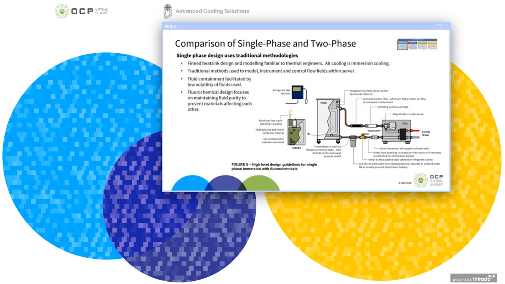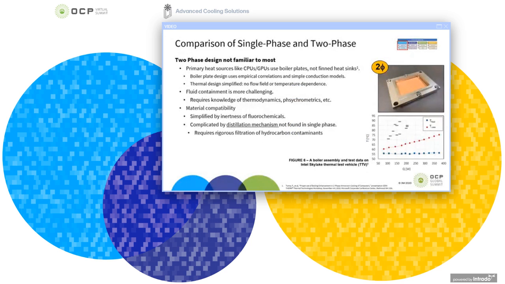Fluid containment is facilitated by the fact that the single phase fluids generally are not very volatile, and so the tanks don't need to be perfectly sealed, for example. They're relatively simple mechanical designs. Fluorochemical design specifically tends to focus, for reasons mentioned earlier, on fluid purity, how to scrub the fluid and make sure that hydrocarbon contaminants are not causing secondary effects on different materials within the hardware.